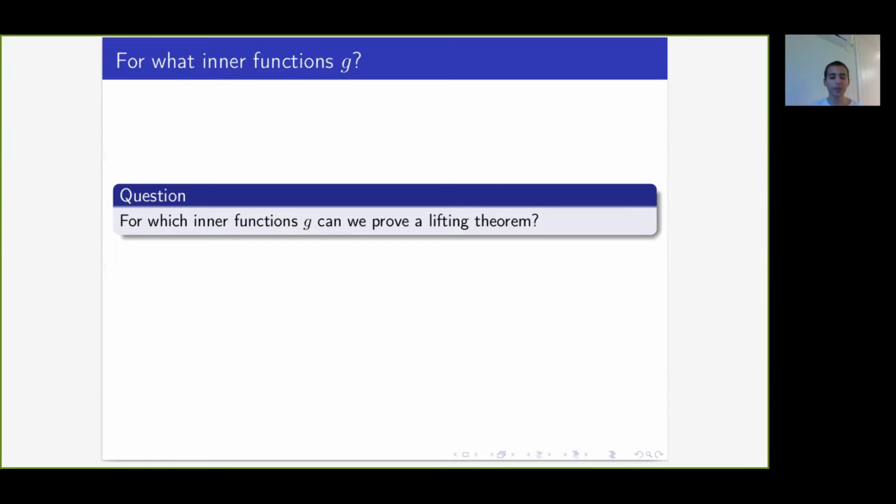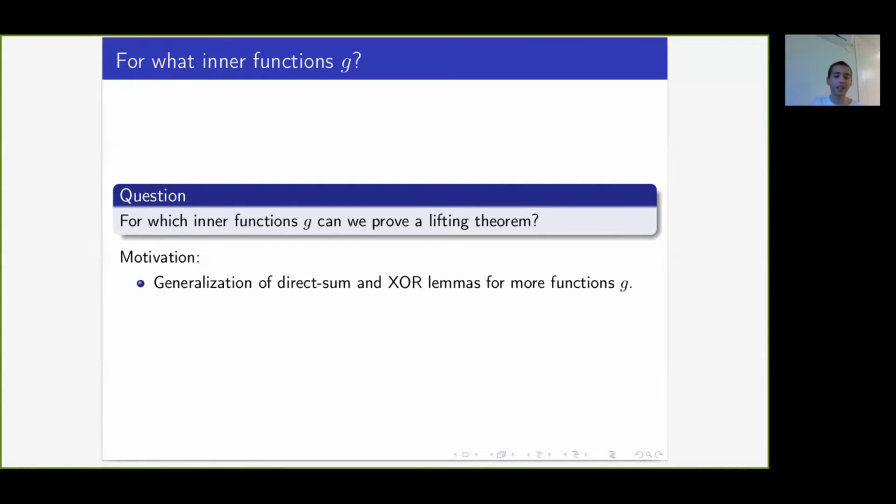Specifically, we ask the following question. For what inner function g can we prove such lifting theorems? We have two motivations for this question. First, in the direct sum question, an important and natural goal is to prove the direct sum theorem for as many inner functions as possible. As lifting theorem is a generalization of the direct sum problem, we believe it's also important to prove lifting theorems for as many inner functions as possible. Second, we believe that having lifting theorems that hold for a variety of inner functions might lead to more applications.